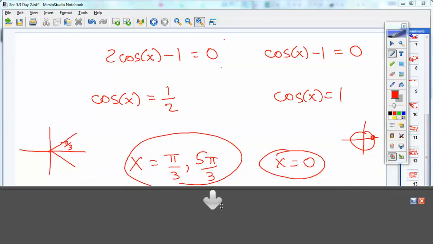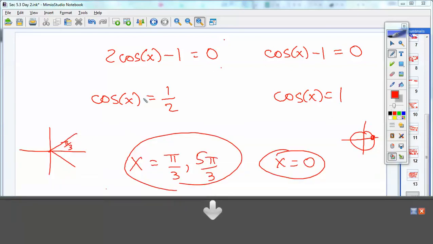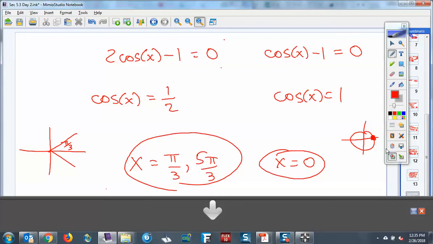And so this would be a pi thirds reference in the first and the fourth, since it's cosine, and cosine equals 1. Cosine is the x, of course, in the unit circle, so cosine would be 1 right here.